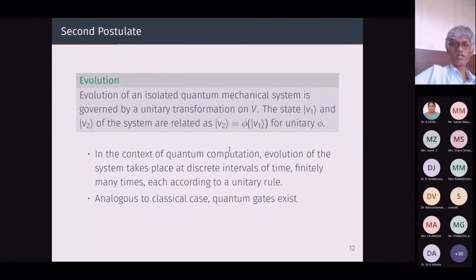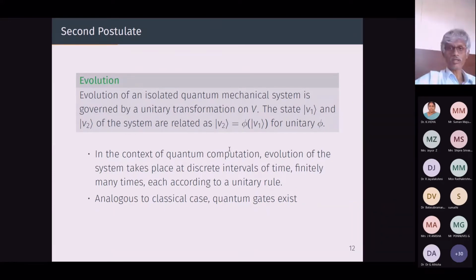The second postulate: the evolution of an isolated quantum mechanical system is governed by a unitary transformation on V. We recall that there is this T dagger business: T dagger T equals T T dagger equals identity. Such a transformation is called unitary. So the evolution, which is the second phase of a quantum computation, is governed by a sequence of unitary transformations on V. We can compose them and still get a unitary transformation. That is for later, but you can think of this evolution as a sequence of unitary transformations on V.